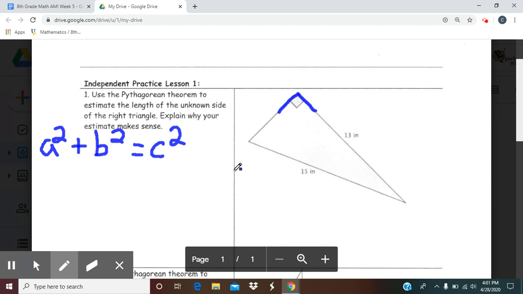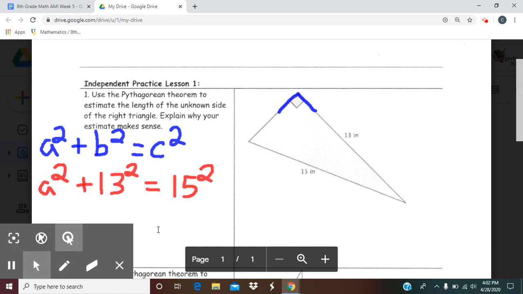So what I'm going to do is substitute in the two values I have, 13 and 15, and leave a squared blank and say that a is the value I'm trying to find. So here I will have this. I want you to take a second and pause the video and try to write this before I do, see what you come up with, and then check yourself with mine.